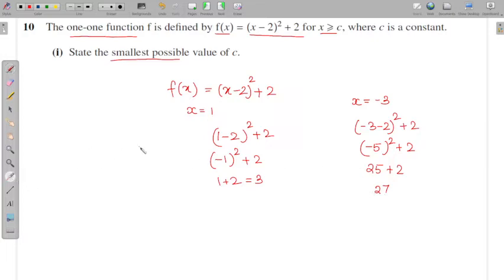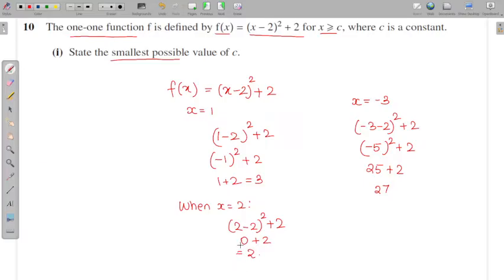So my point is, no matter what value of x you take, since you have a square out here, ultimately you're going to get a positive term, right? And if you add that to 2, that means you'll get some value greater than 2. But only if the square term came to 0, then you would have gotten a minimum value. So that is only possible when x is equal to 2. So when x is equal to 2, (2 minus 2) whole square plus 2 is 0 plus 2, a non-negative value.